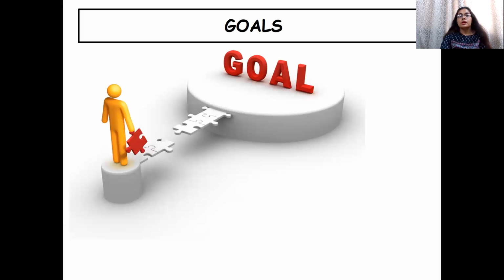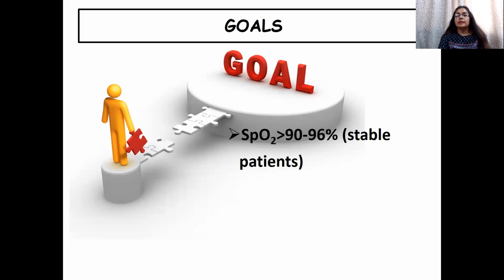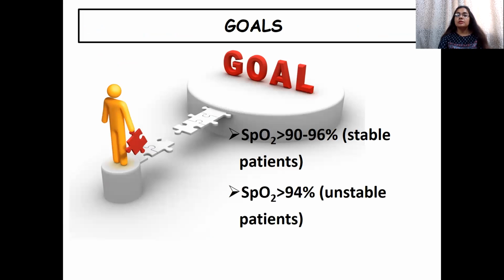Now, what are the goals? So all this is being done with a goal to maintain the SpO2 of more than 90 to 96% in stable patients. In unstable patients, the goal is up to 94%. And in pregnant women, the goal is between 92 to 95%.